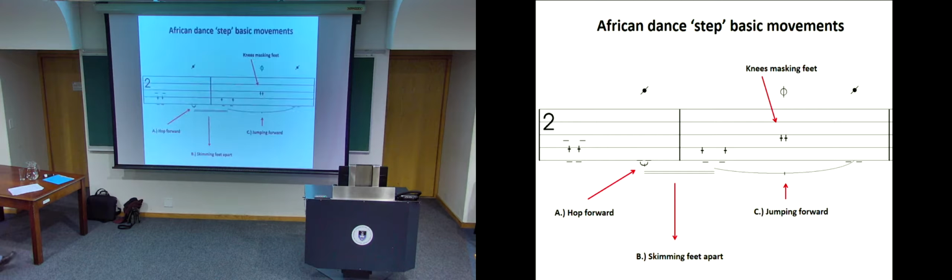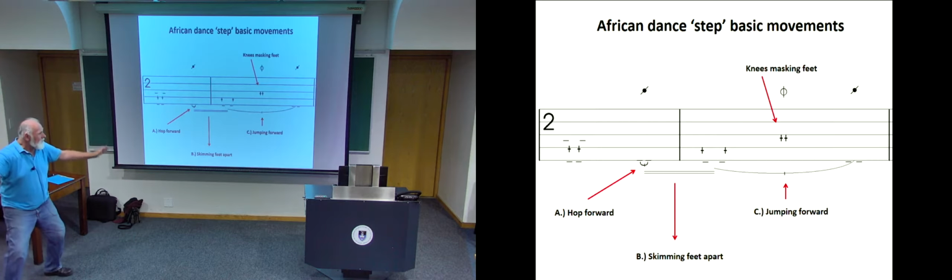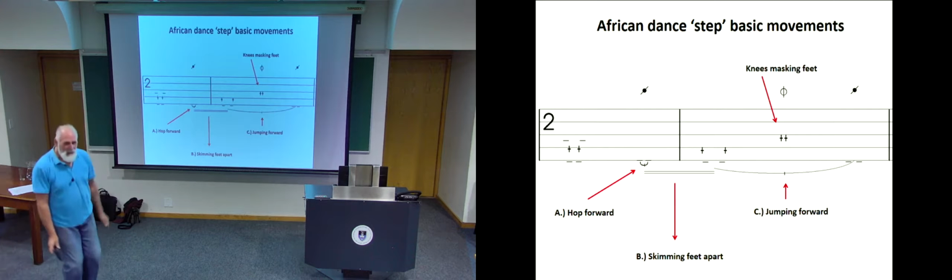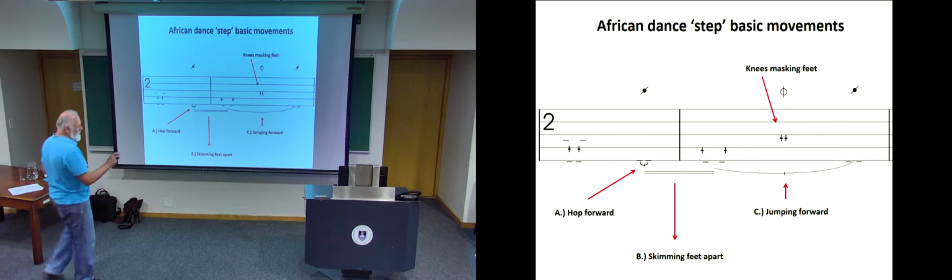Because these kind of exercises just go on and on, and they go from the other side at the same time, like a normal class, a ballet class or a dance class does. Now, we come back to the African dance step, that specific step, which is the hop forward, slide open, and jump forward.